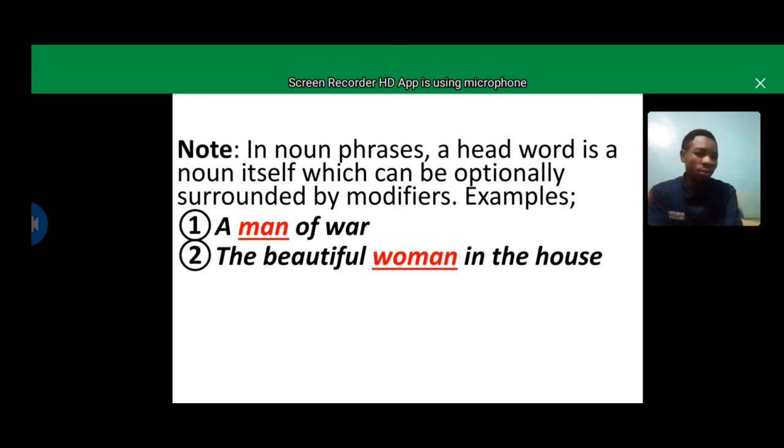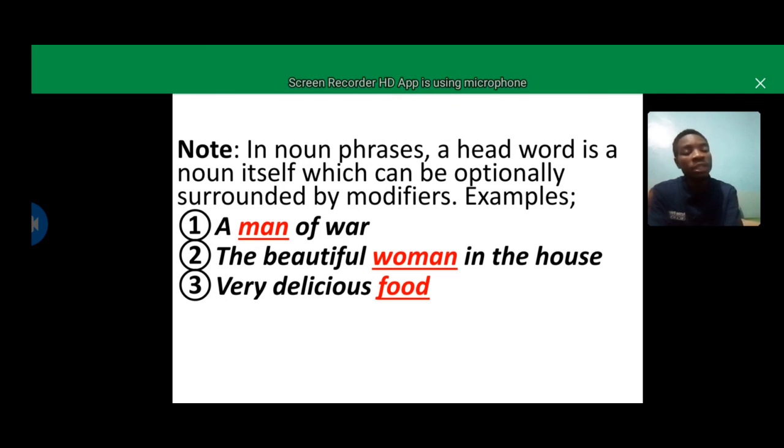The beautiful woman in the house. So woman is a head word of this phrase, which is a noun itself. And very delicious food. This is a noun phrase in which a head word is food, which is a noun in itself.